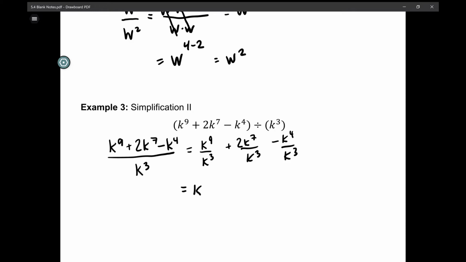There we go. All right, so that'd be k to the 6th plus 2k to the 7 minus 3 is 4th, minus k to the 4 minus 3 is k.